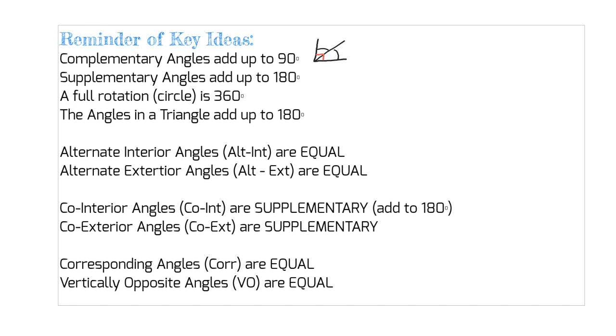When we talk about supplementary angles, we are talking about two or more angles that come together to form 180 degrees or a straight line. When we're looking at a full rotation, meaning a complete circle, we are looking at an angle of 360 degrees. And also, when we add all the angles of a triangle together, we are going to get 180 degrees.